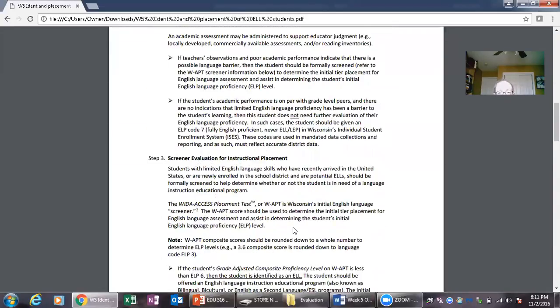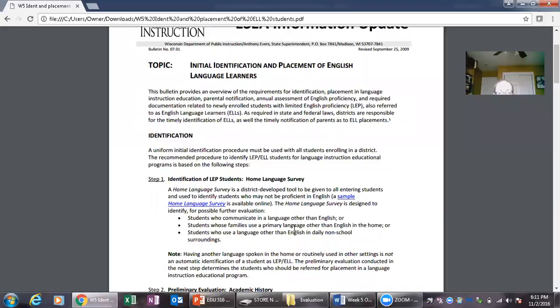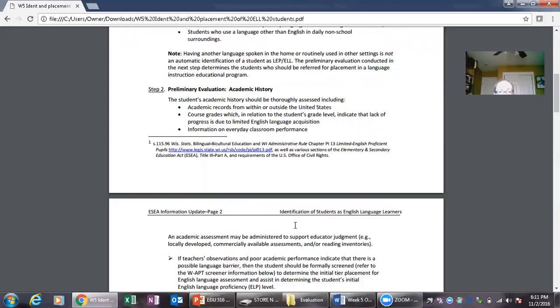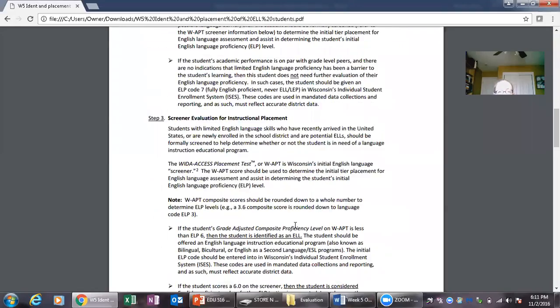So step 1 is identification through the home language survey. Step 2 is the preliminary evaluation, and this is the academic history. This is evaluating how they're doing in the classroom. Step 3 is the screener evaluation for instructional placement.